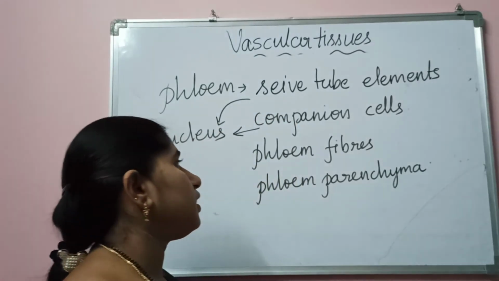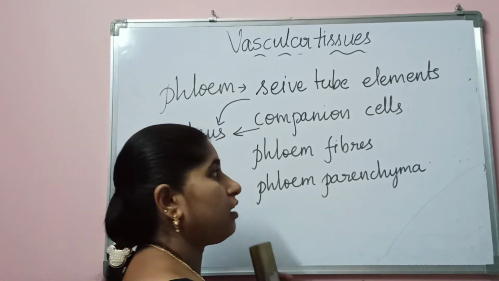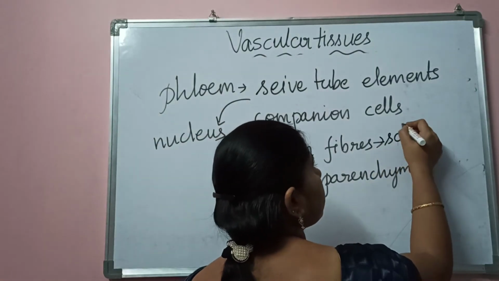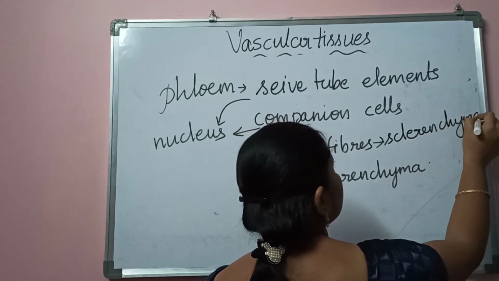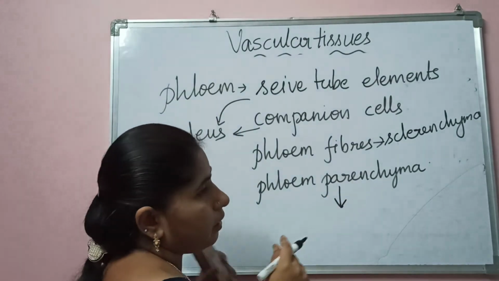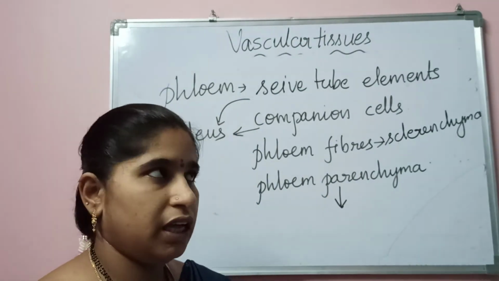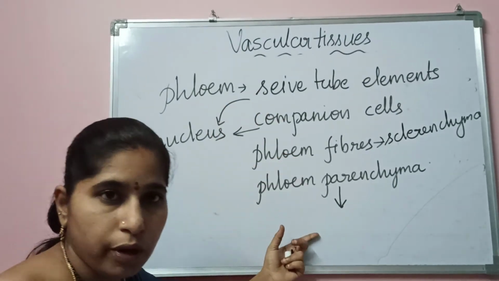Okay, the next one is the phloem fibers. The phloem fibers can generally be observed in secondary growth, and these phloem fibers are made up of sclerenchyma. Okay, the next one is the phloem parenchyma. As usual, they store the food material. Here are the sieve tube elements, companion cells, phloem fibers and phloem parenchyma.